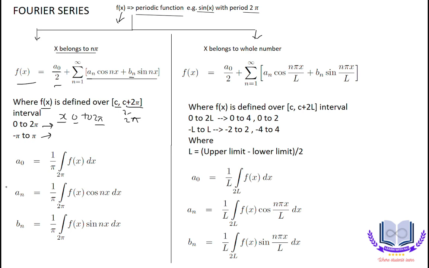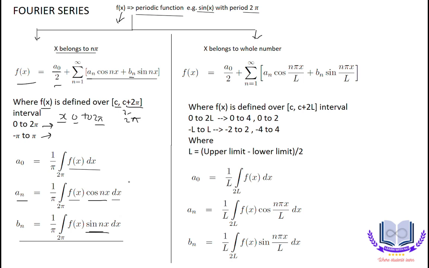So for that, we have a formula. For a naught, the formula is 1 upon pi times the integral over the limit we have been given of f(x) dx. Same for a n, the formula is 1 upon pi times the integral over the given limit of the function f(x) with an extra term cos nx, and we have to integrate. Okay. Same for b n, the formula is similar to a n, but instead of cos nx we have sin nx.